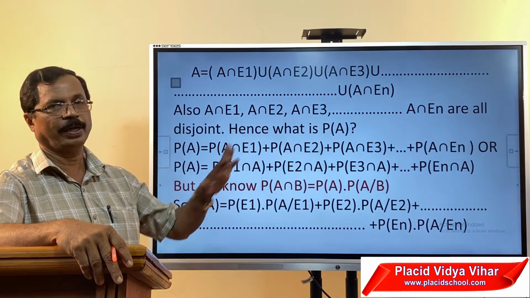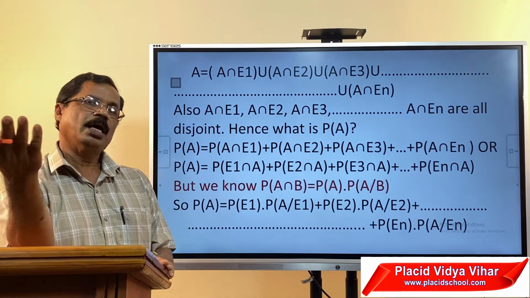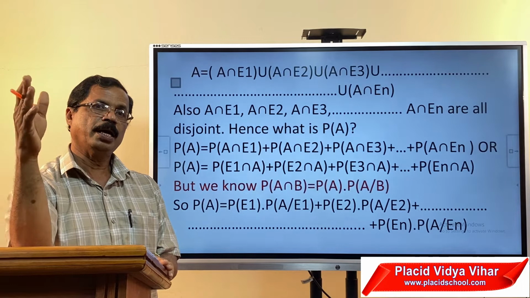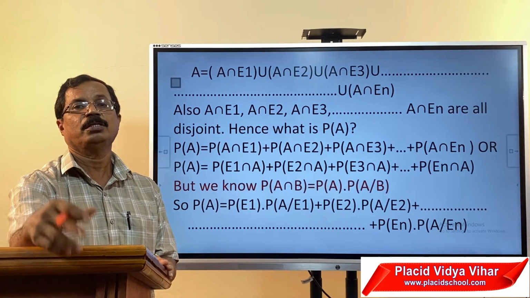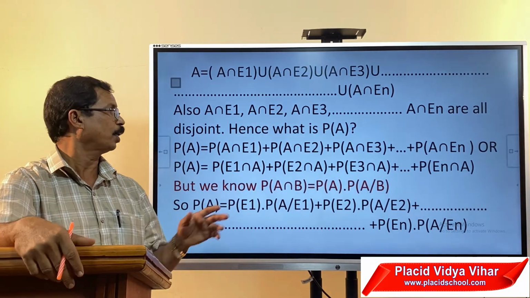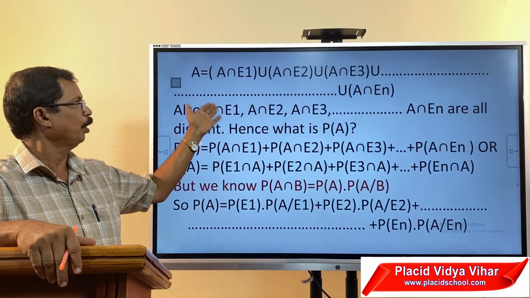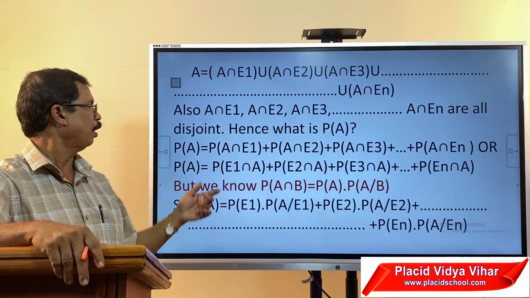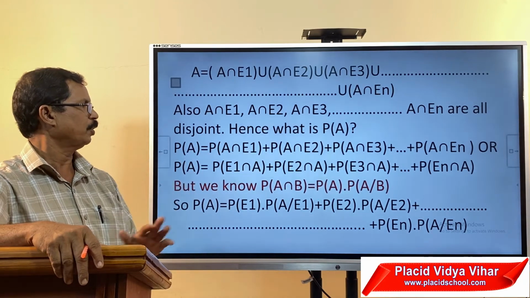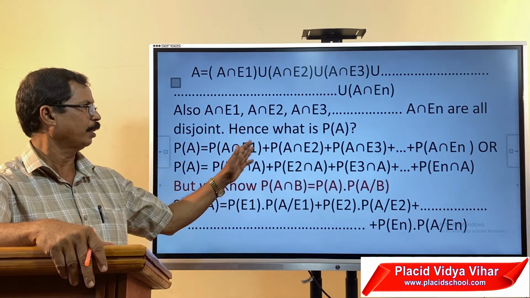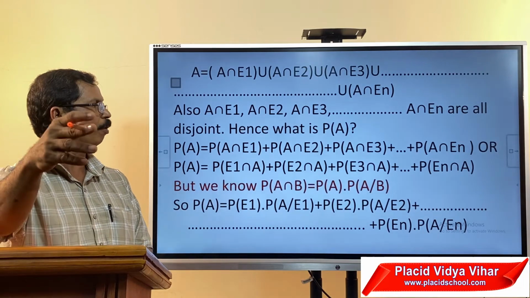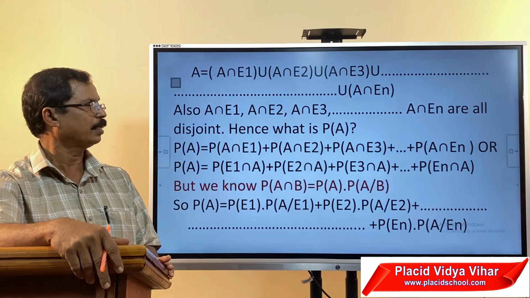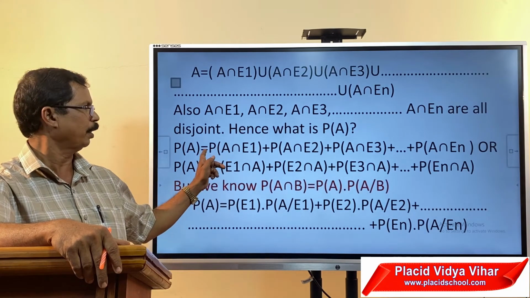So what is P of A? They are disjoint, which means they are mutually exclusive. In that case, you can take the probability by adding, just like P of A union B is P of A plus P of B. Here also you can apply the same. A is the union of all these. So what is P of A? P of A is P of A intersection E1 plus P of A intersection E2 plus P of A intersection E3 plus etc., plus P of A intersection En. You have to remember one thing here.